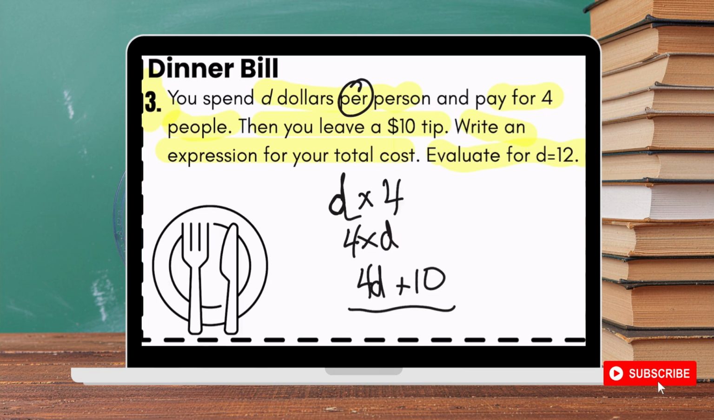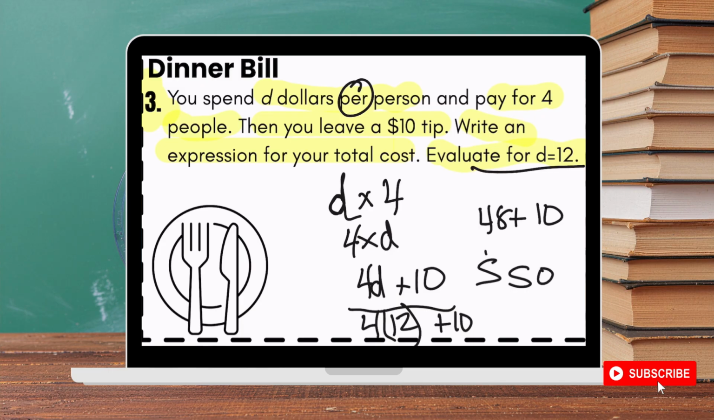So it's D dollars per person plus a one-time flat rate of $10 for the tip. I don't have to do a tip for each person. That's on the total cost of the bill. So our expression is 4D plus 10, and now I can evaluate it. D equals 12, so each person spent $12. So I'm going to do 4 times 12, which is 48. And then 48 plus 10 gives me the total cost of $58.